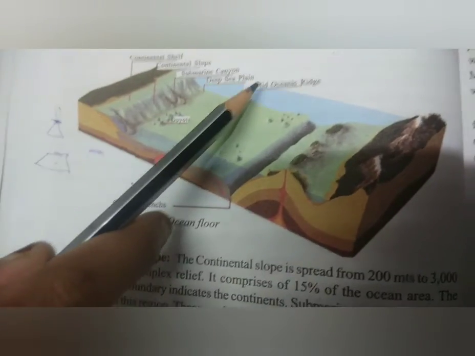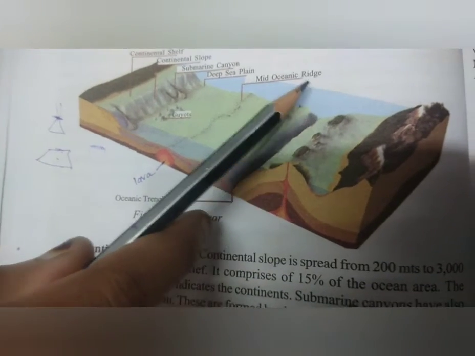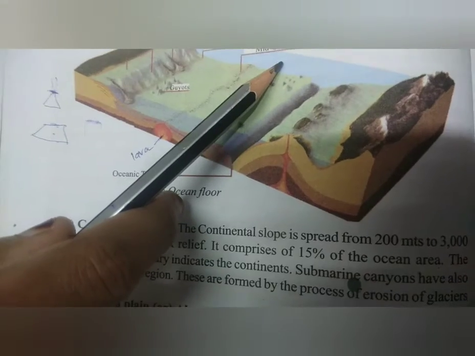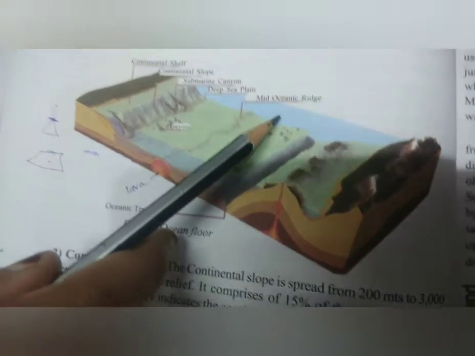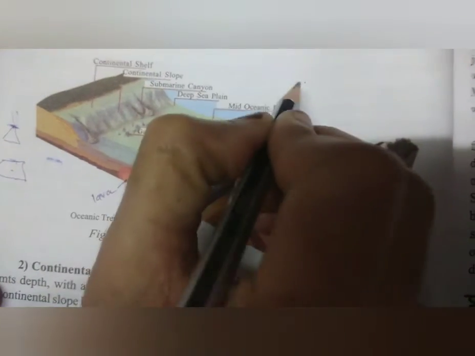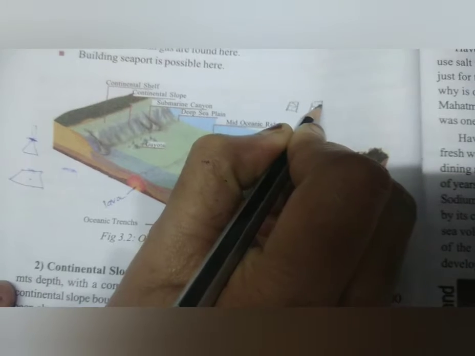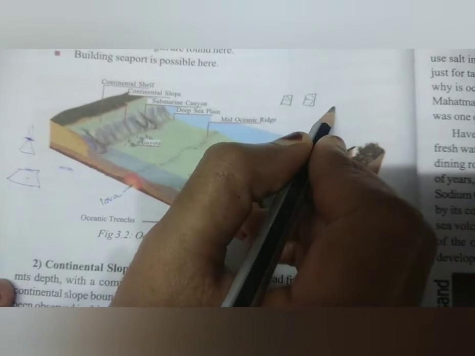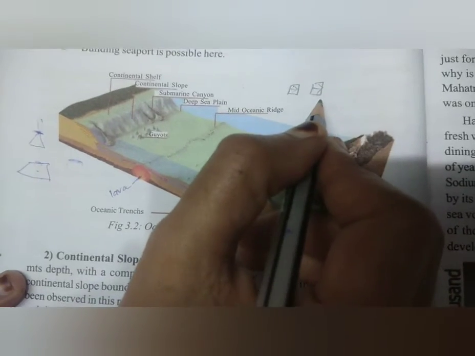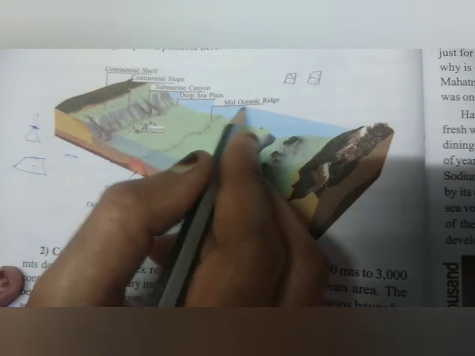Now see the next one, the mid-oceanic ridge. Mid-oceanic ridge means oceans are formed due to divergent plates. Right? How do the oceans form here? Due to the divergent plates. So how do divergent plates work? See, we have two plates. When these two plates are moving, whenever these two plates move, seawater will come out and spread to the mid-oceanic ridges.